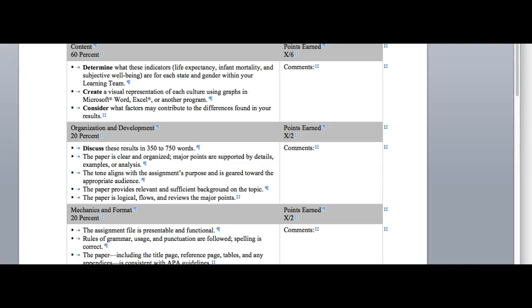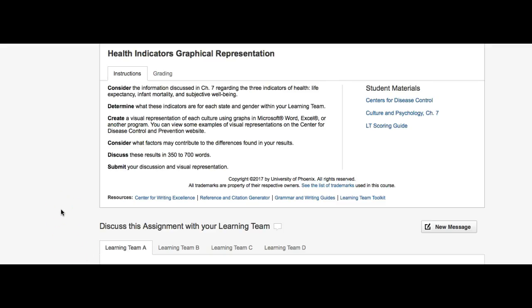So you want to make sure, if you don't know APA format well, go to the library, Center for Writing Excellence, and use the APA citation generator. It will give you the correct format. And this is it, health indicators, graphical representation. I think you'll have fun with this assignment, and you'll learn. Notice there's a resource here from the Centers for Disease Control, so you may want to check it out as well. Thanks.